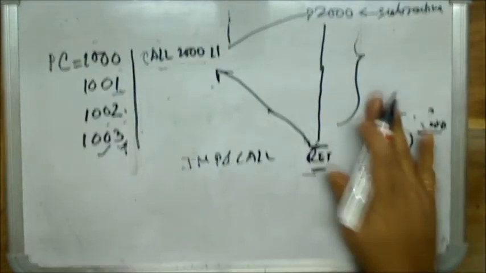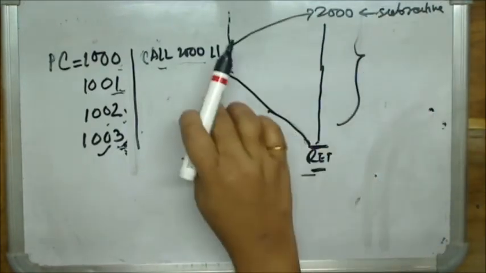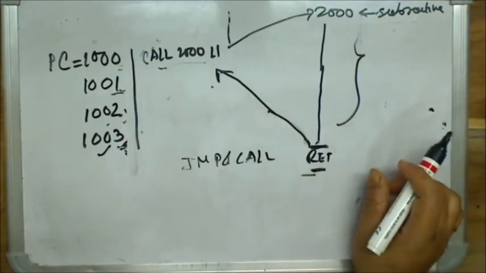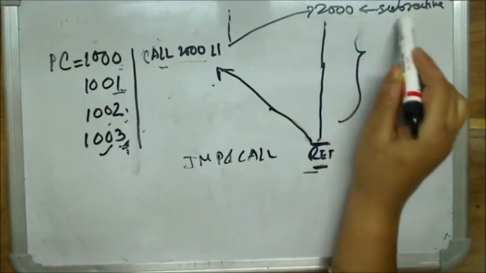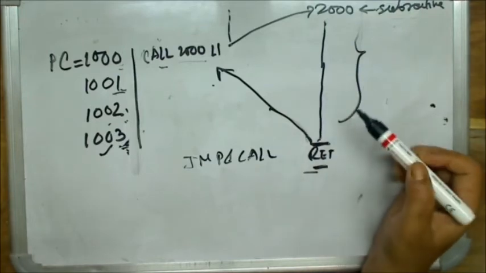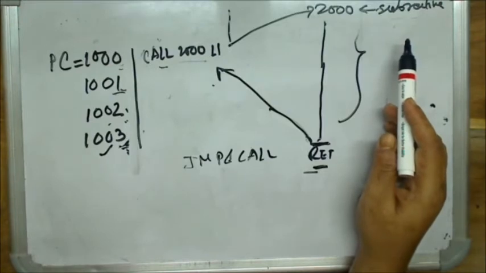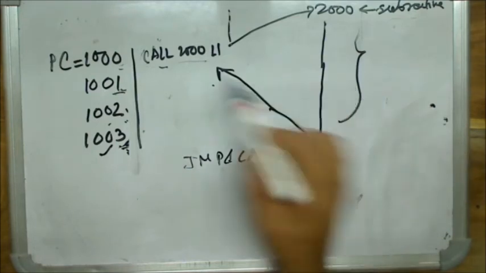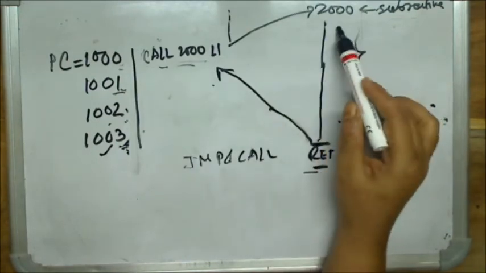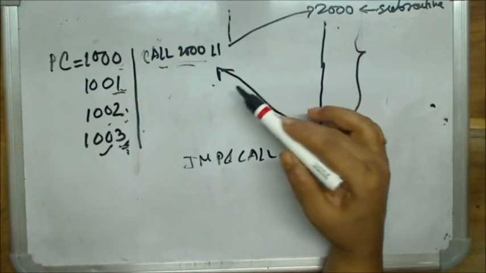But in call, you go, you execute something, and then you return. So you write call 2000H. What is 2000H? The address of the subroutine. You can even give a name to the subroutine, just like in jump, but then the assembler will give you the address. So call 2000, the processor will go to address 2000. This is the subroutine. On return, the program will come back to the next instruction.